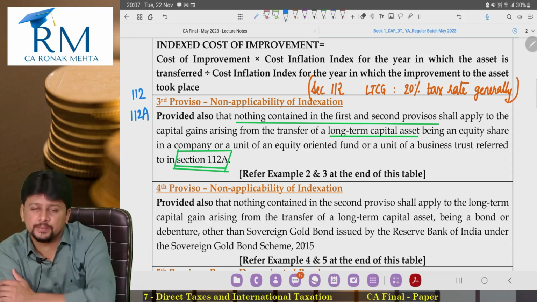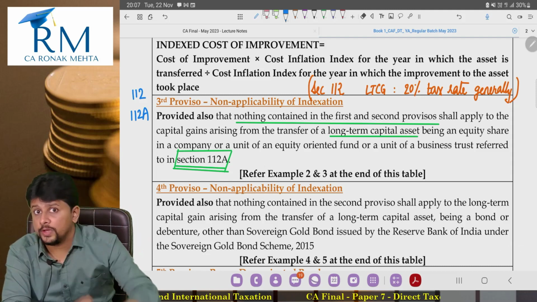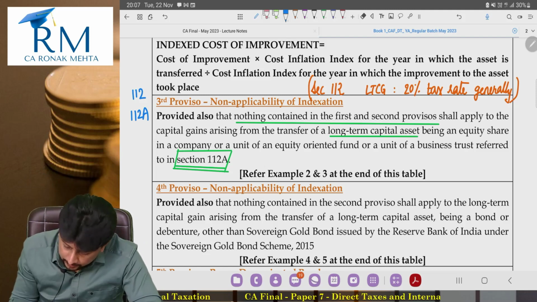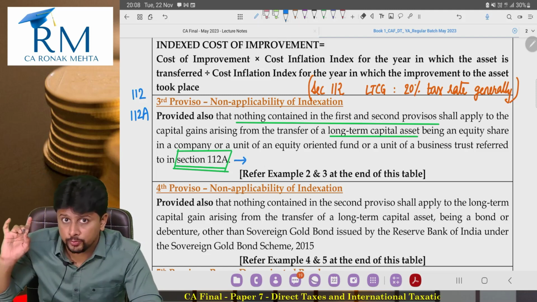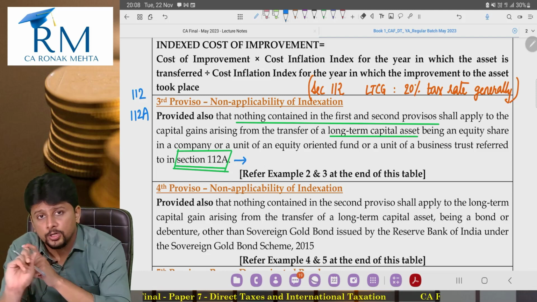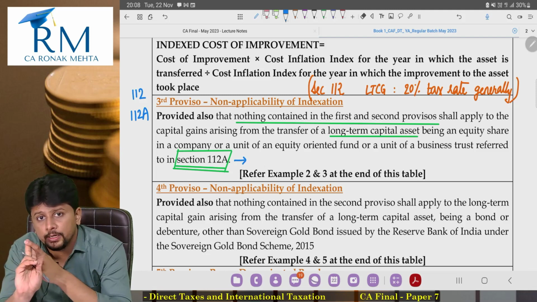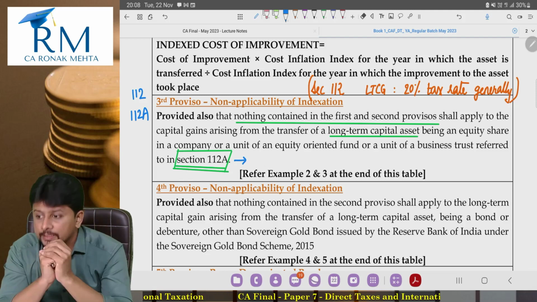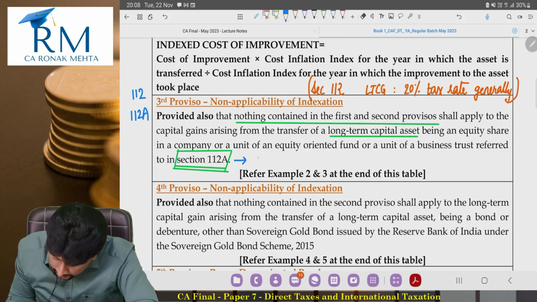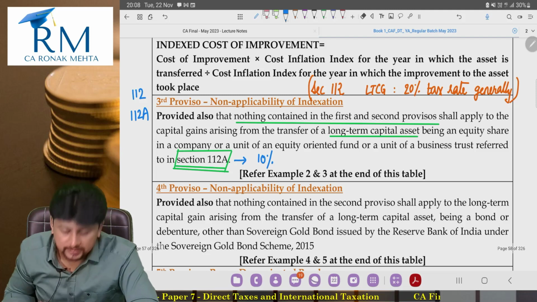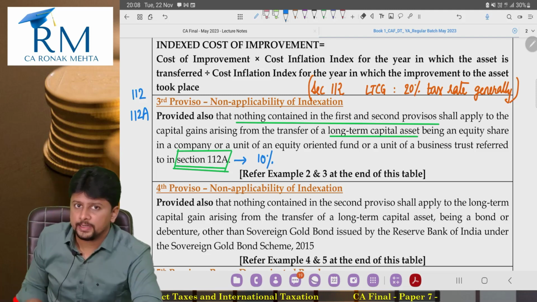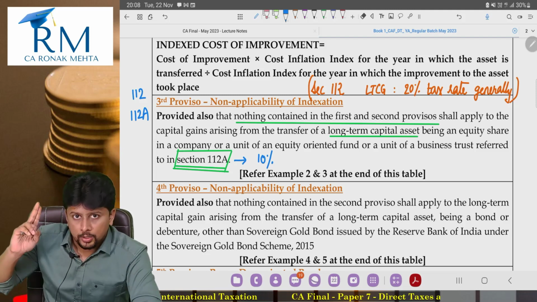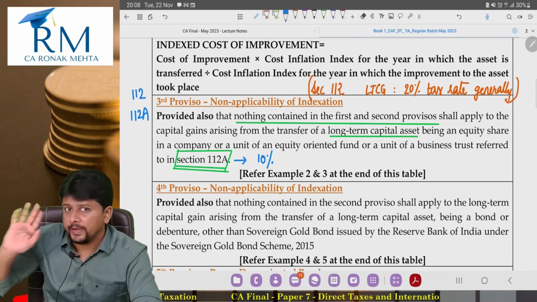Generally it is 20%. Now 112A is saying that in this specific situation where you are talking about equity share, units of equity oriented mutual fund, units of business trust, if 112A applies, then the tax rate will be 10%. So common sense hai na? Long term ka general rate is 20%.